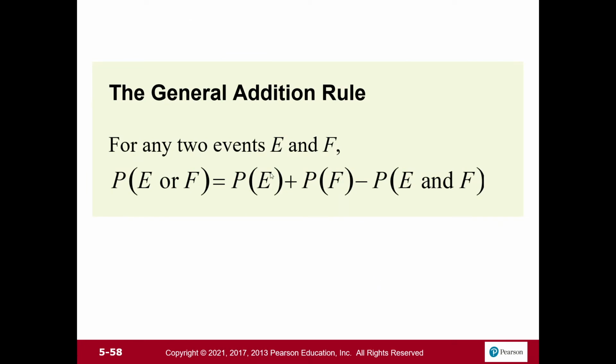So in general, for any two events E and F, this formula holds. The probability of E or F is equal to the probability of E plus the probability of F minus any overlap. Now, if they're mutually exclusive, this overlap is 0.